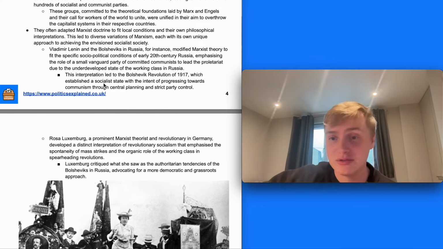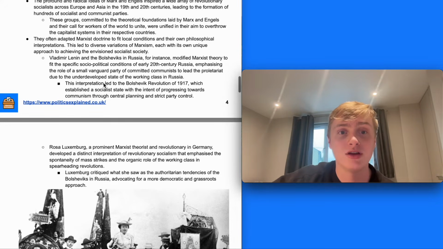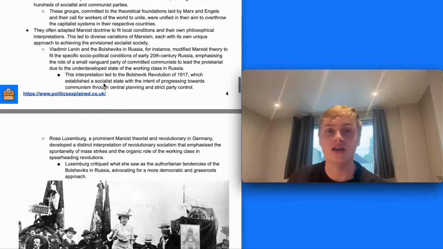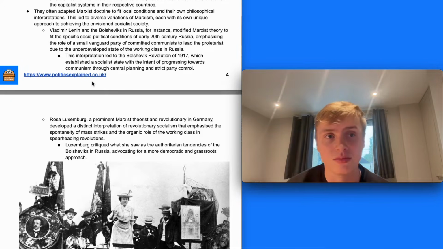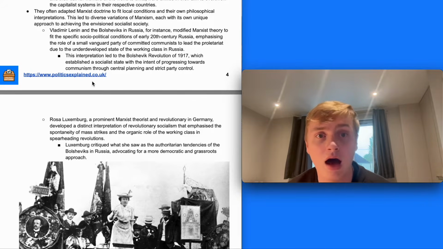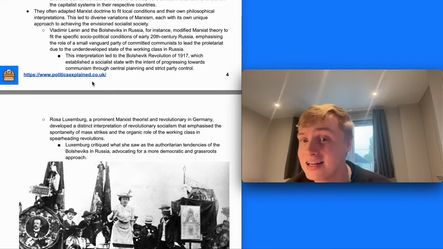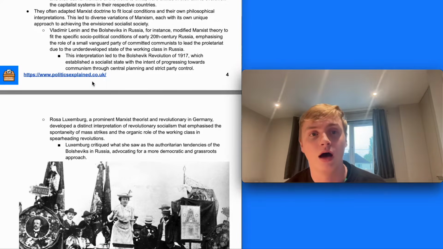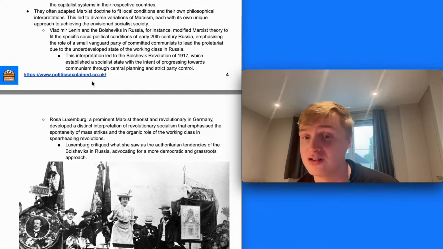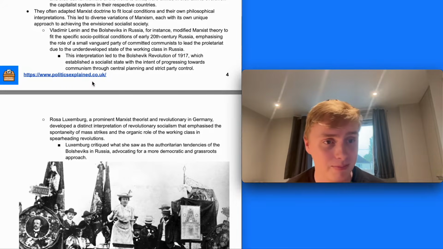Ultimately, they often adapted Marxist doctrine slightly to fit the local conditions of their own unique philosophical interpretations, which led to diverse versions of Marxism, each with its own unique approach. So Vladimir Lenin and the Bolsheviks in Russia, which was ultimately the first communist revolution or socialist revolution, emphasized that you didn't need a mass uprising of workers, but it could be done by a small vanguard of committed communists, and that was important at the time because in Russia it wasn't a completely capitalist society yet.